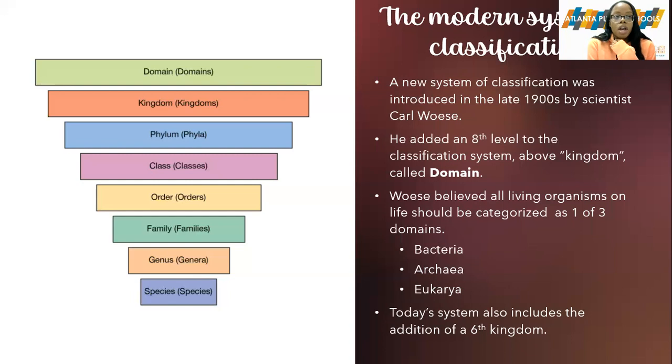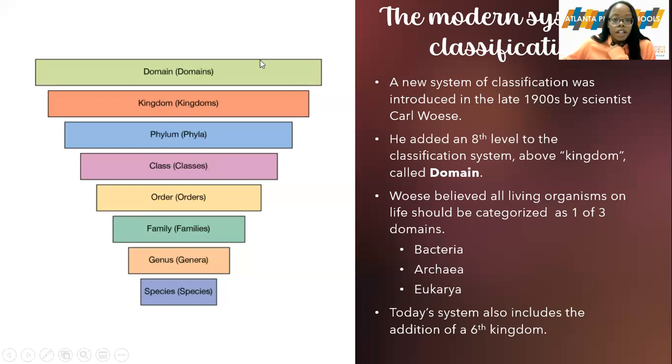classification system. So what happened is Carl Woese, in his process of making modifications, took monerans, that 5th kingdom that Robert Whittaker came up with, and he split it into 2. And the two kingdoms that he split monerans into were bacteria and archaea. And so that is how we ended up with 6 different kingdoms.